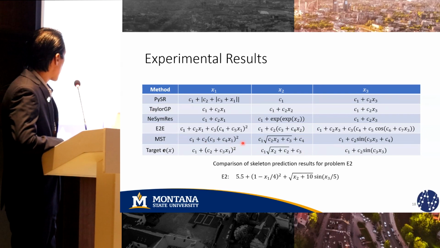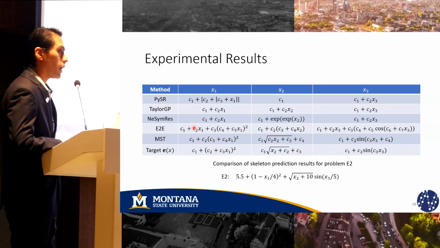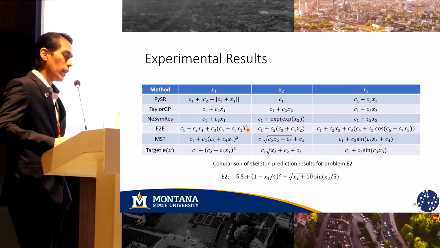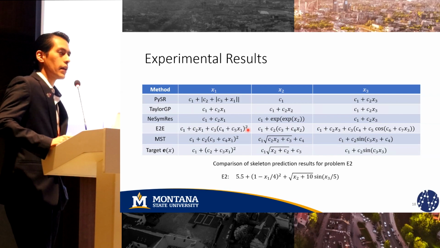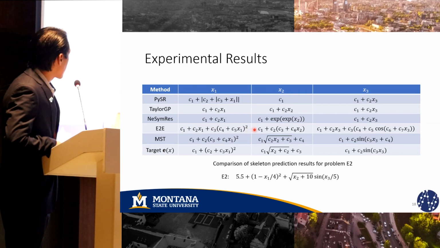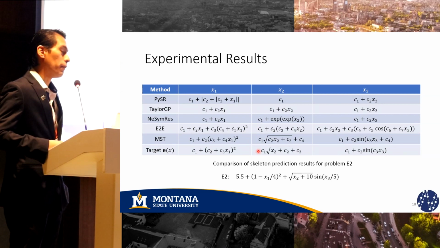As you can see, in these 3 cases, we are obtaining skeletons that are equivalent to the ground truth. You can say that this skeleton, for example, that is produced by method E2E is equivalent to the ground truth, because you can always set C2 equal to 0. But what we found is that E2E tends to generate skeletons that are unnecessarily longer. But for example, for x2, there's no way that this skeleton and this skeleton belong to the same family of functions.